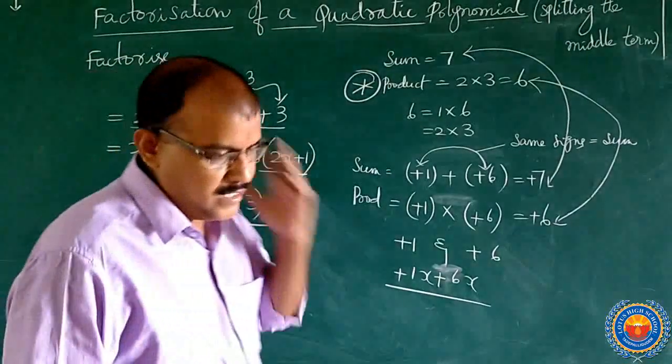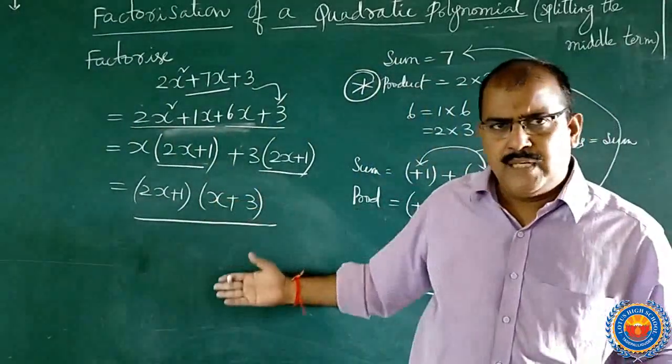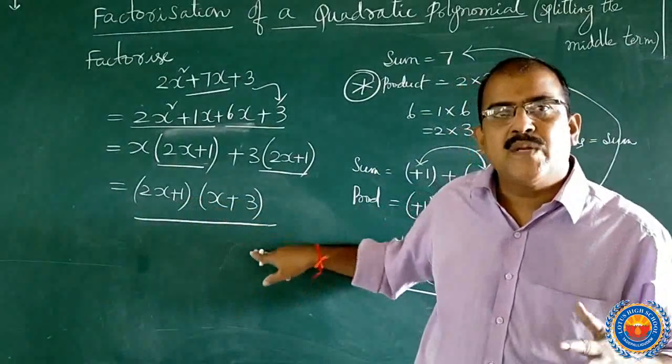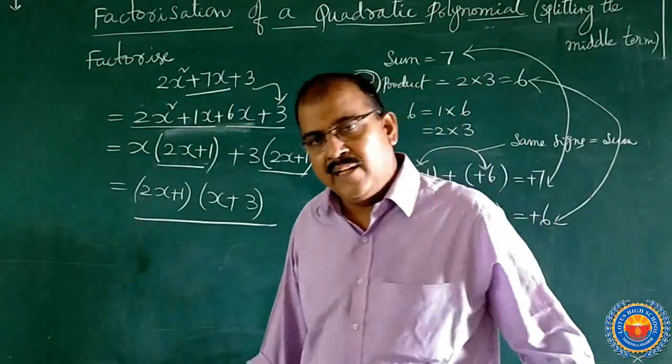Whether the answer is correct or not, you can check by using normal multiplication. Otherwise, x plus a into x plus b is x square plus a plus b of x plus ab. Like that also you can do, and you will get the correct answer. Okay, thank you.